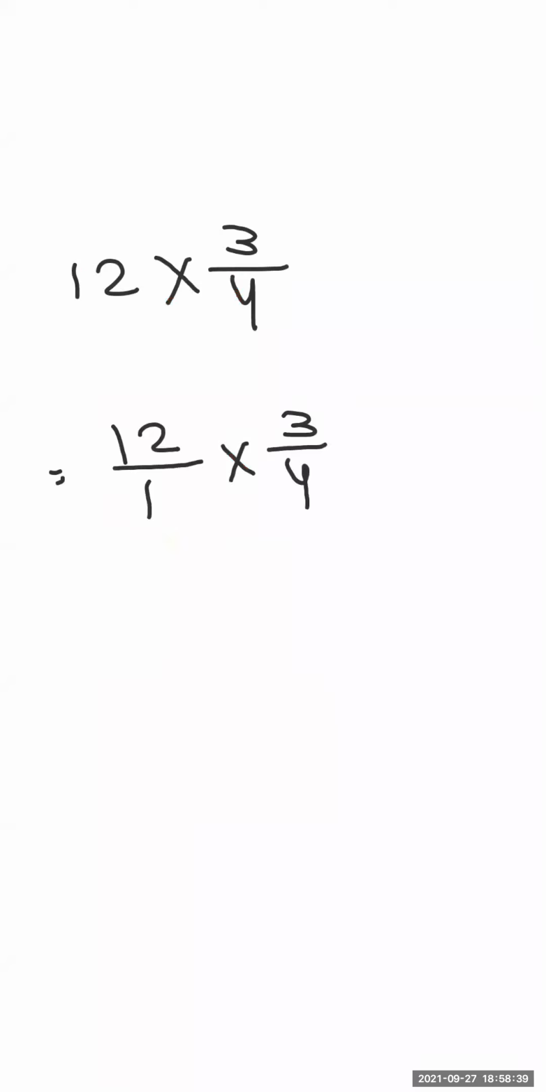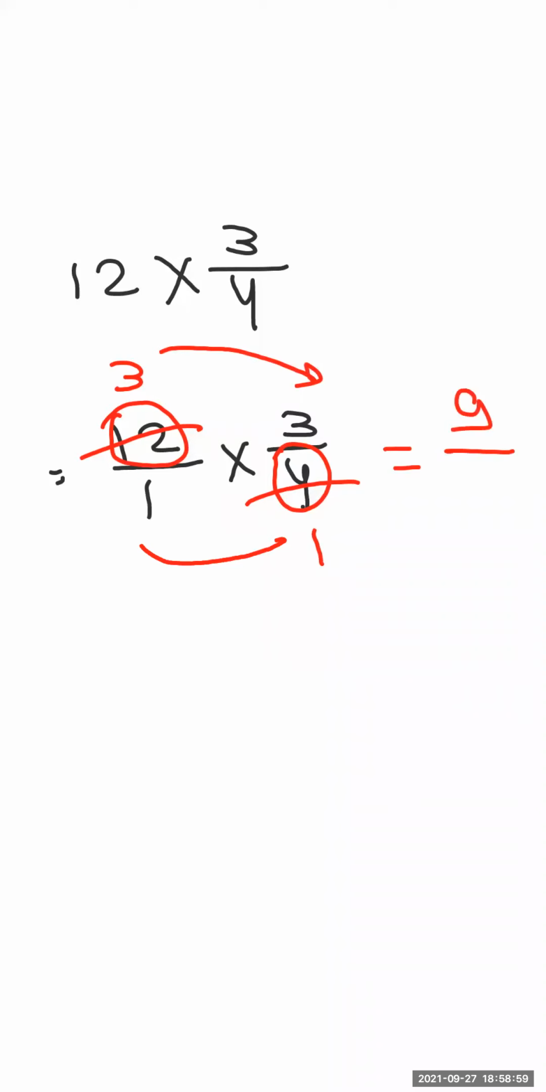One more question. If it's 12 times 3 over 4, it will be 12 over 1, of course, times 3 over 4. Now, can we simplify? Yes, of course. We can simplify 4 and 12 because both numbers are divisible by 4. Divide 4, it will equal 1, divide 12 by 4, it will equal 3. So now it will equal 3 times 3, 9, over 1 times 1 equals 1. 9 over 1 means 9, of course. Okay?